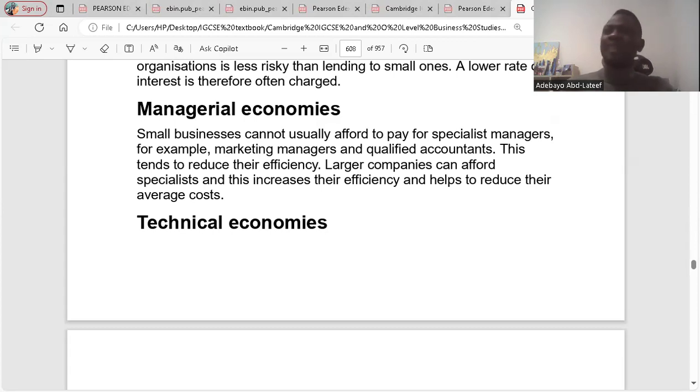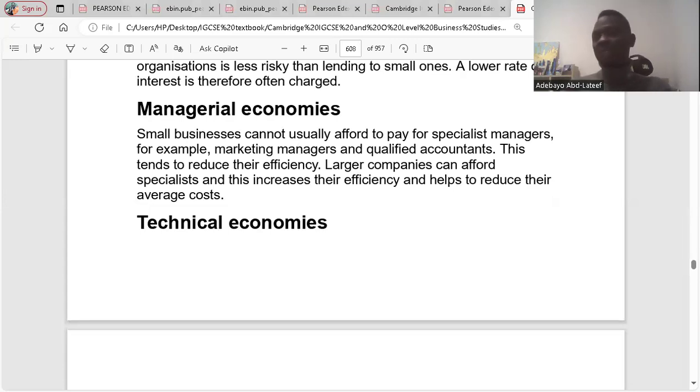But smaller firms are not even attractive. No manager wants to work with a small firm. They love to work with bigger firms. As a result of that, bigger firms are able to pay them. They are able to afford them. And being able to afford specialist managers increases your efficiency. And if it increases your efficiency, it allows you to reduce your average cost of production. Smaller firms do not have that opportunity.